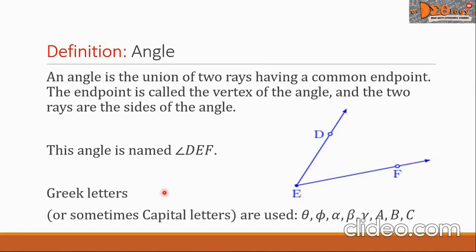Greek letters or sometimes capital letters are used to denote an angle. The symbol theta is used. Also the symbol phi. This is alpha. And the symbol beta. The symbol gamma, the capital letters A, B, C, and so on.